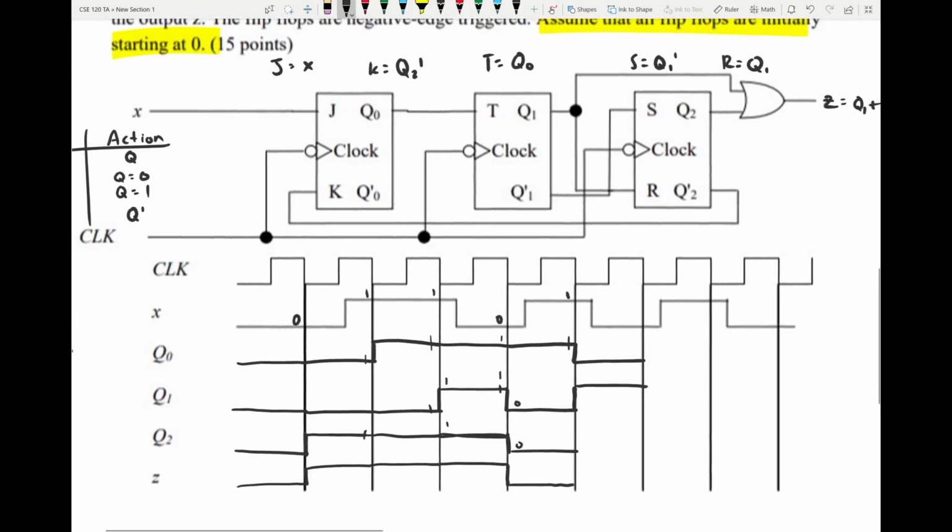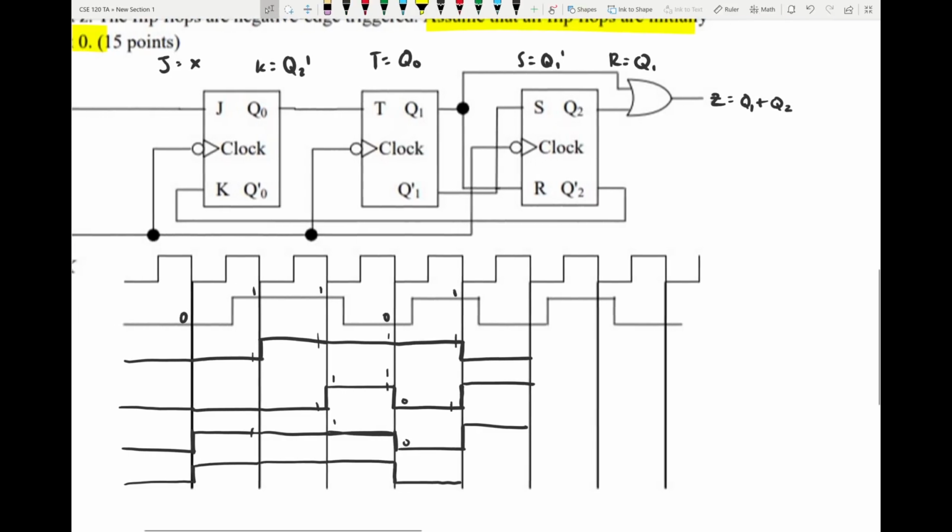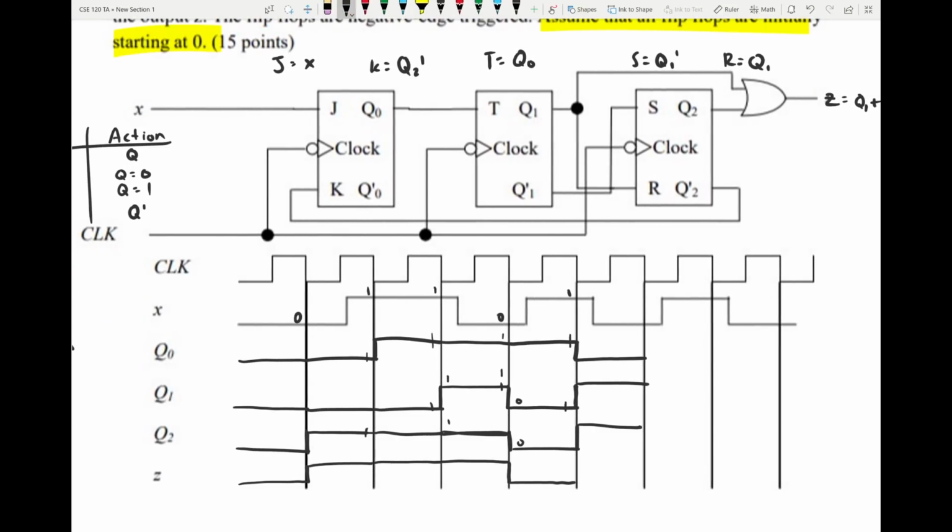Q2, again being based on Q1 at this instant here, where it's a 0. Now we're going to go back to set again. So Q2 is going to return to 1, or high output value. Z, if we evaluate Z, which is Q1 or Q2, in both cases Q1 and Q2 are 1, so Z is high again.